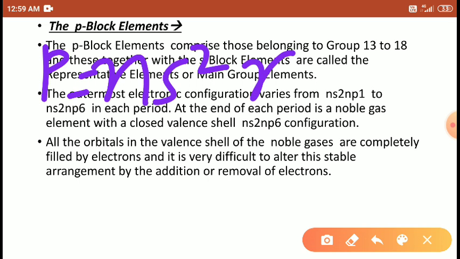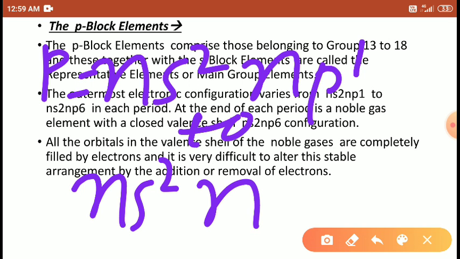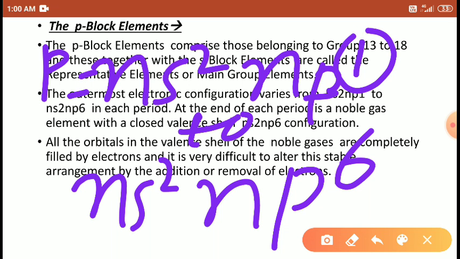generally ns2 np1 to ns2 np6. So the element whose outermost electron is present in the p orbital belongs to the p-block, from p equal to 1 to p equal to 6. In the p orbital, from 1 to 6 electrons are shifted in the p-block elements. So the general electron configuration is written as ns2 np1 to ns2 np6.